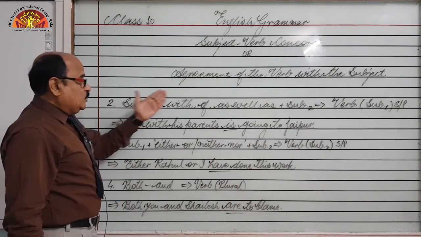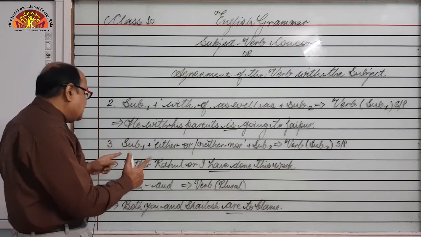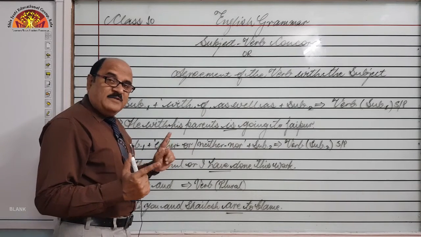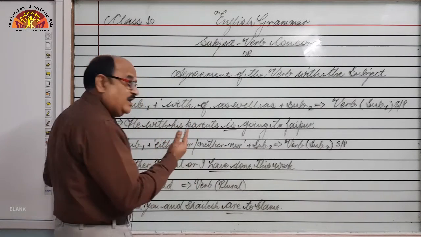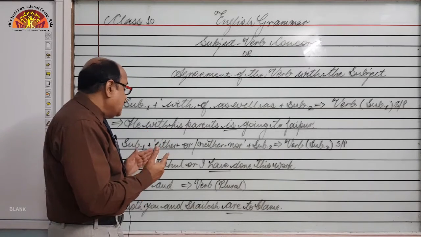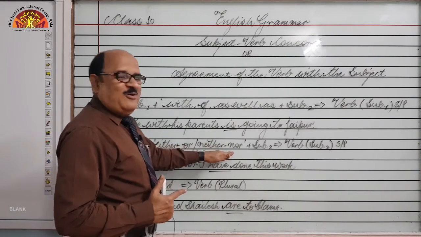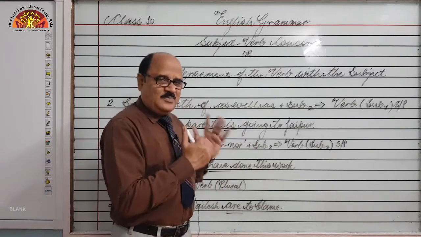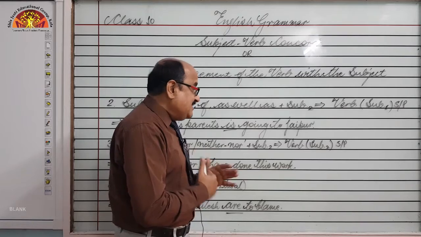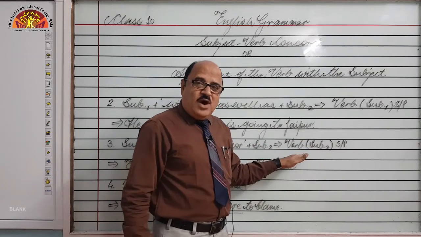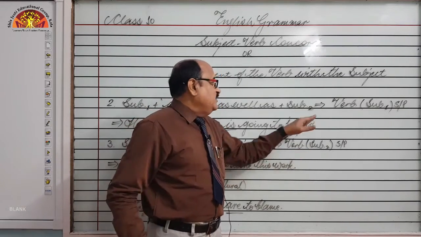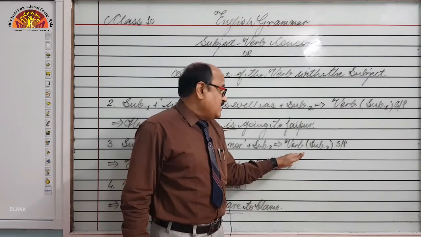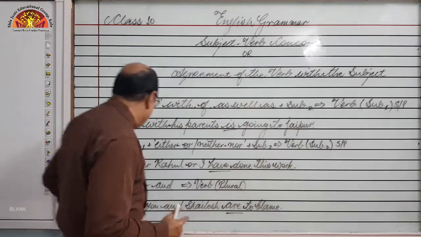On the contrary to this rule, whenever two subjects, subject 1 and subject 2, are connected with a different conjunction, that is a correlative conjunction, meaning either-or or neither-nor, to link two subjects, in that case we have to use the verb according to subject 2. Earlier we used subject 1, but now subject 2 is decisive. It will decide.